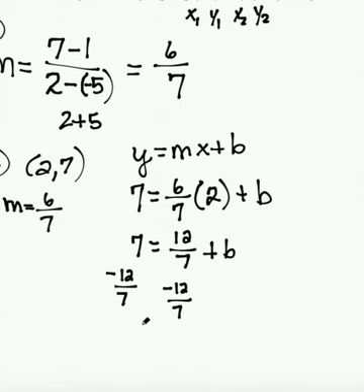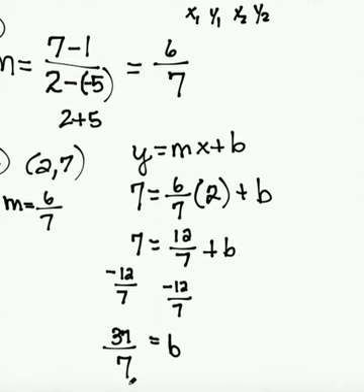And you should have your calculator out, so you can go ahead and do 7 minus 12 sevenths in your calculator. Okay, and you should get that b is equal to 37 sevenths. Leave it as a fraction, no decimals here.